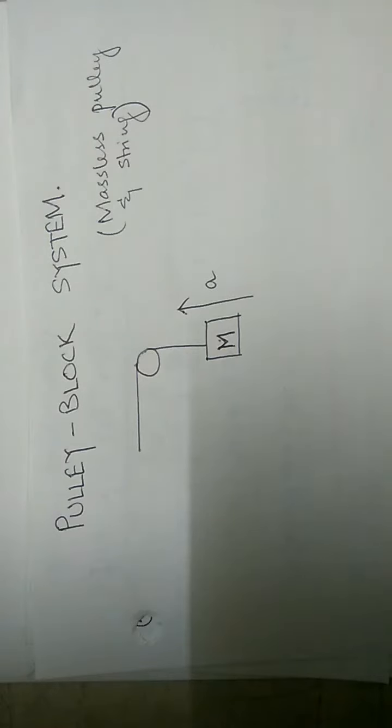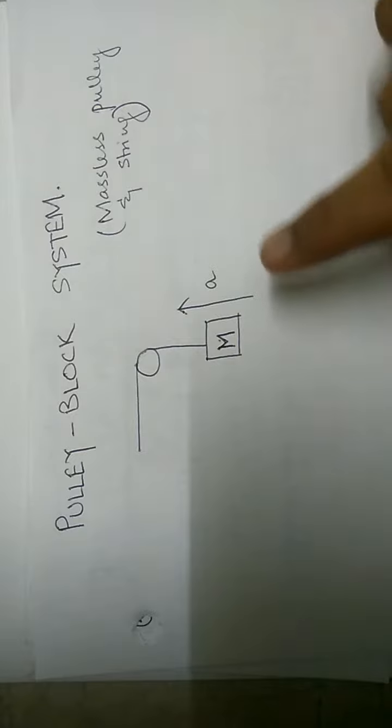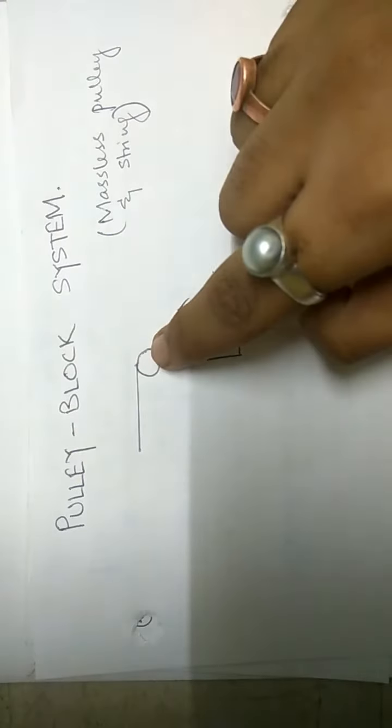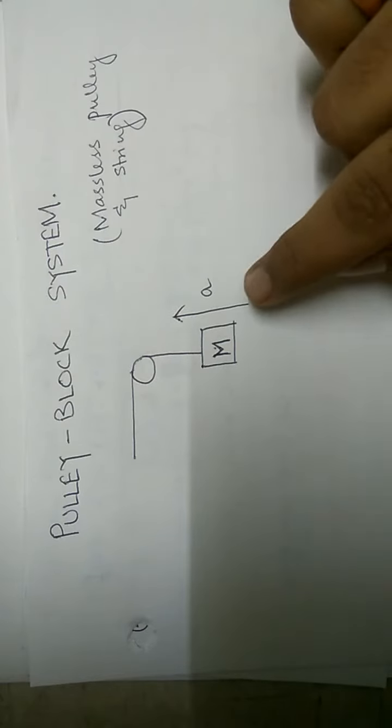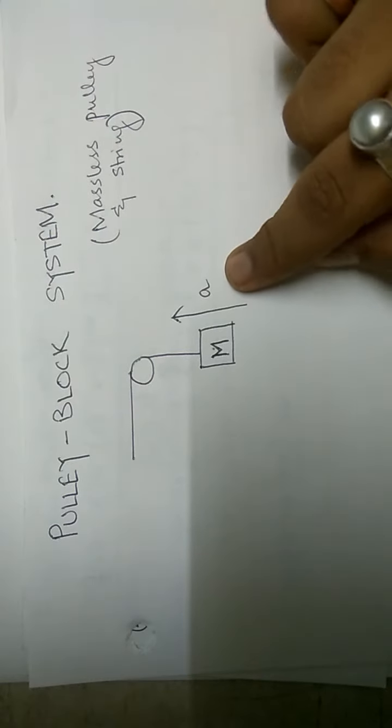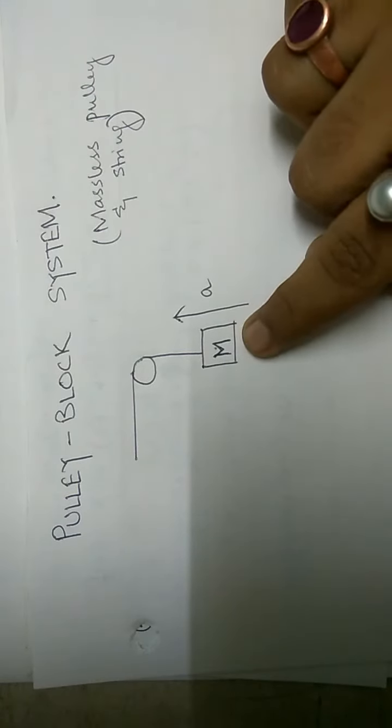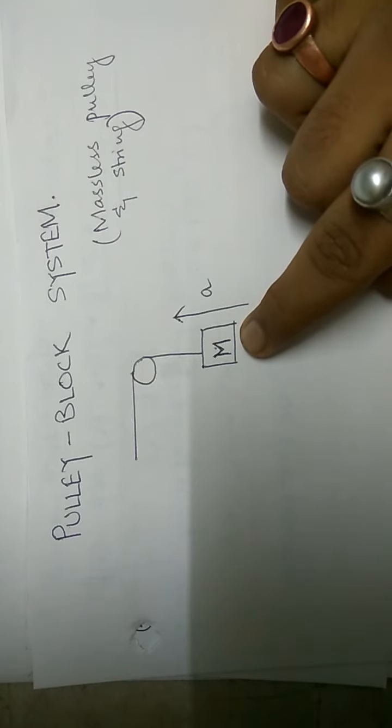Hello everyone. So today we are going to study about pulley block system. In this example, we have the pulley and the string which are massless, and the acceleration is given upwards, that is A, and we have a block of mass capital M.